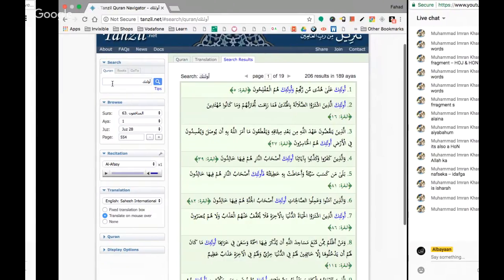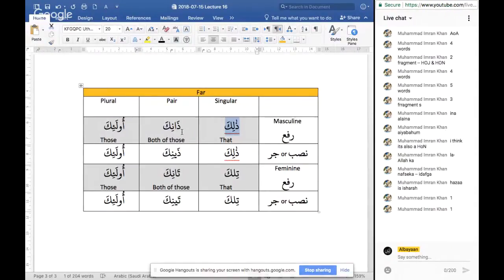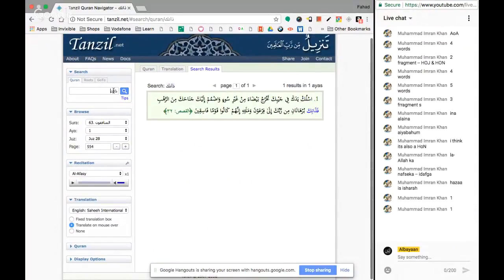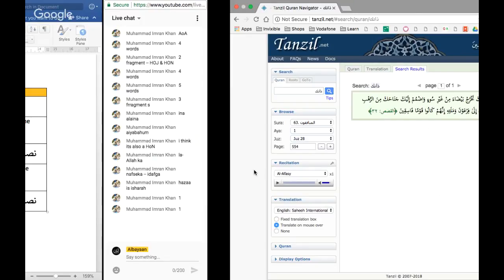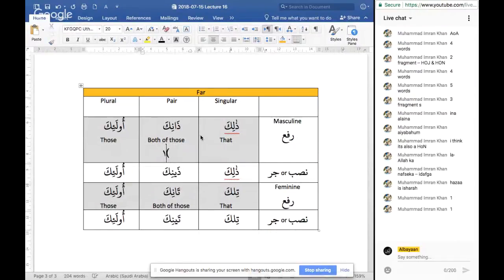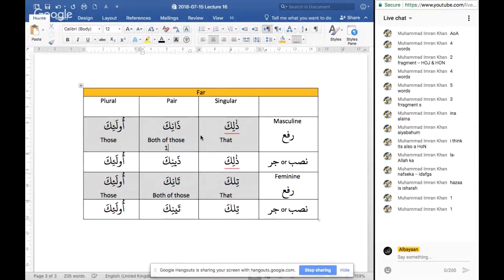Now, taking the pair form, let's take the zanika and tanika. Okay, I say zanika. Zanika. And it's just one usage in the Quran. Just one time usage, there's no further usage in the Quran. It's just one result, okay? So I'll say one time in Quran. Let me write it here, okay? So one time in Quran.